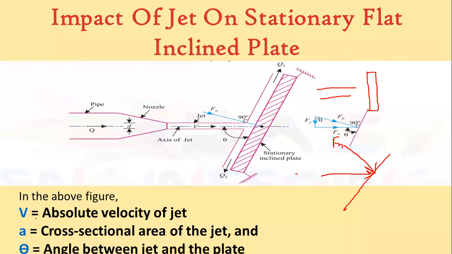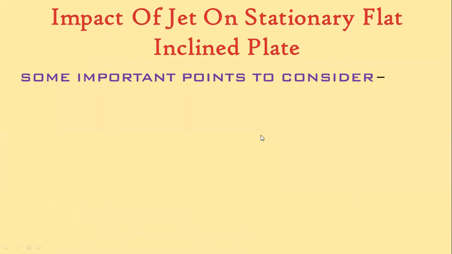Now here, let capital V be the absolute velocity of the jet as always. Let A be the cross-sectional area of the jet as always, and let theta be the angle between the jet and the plate. This angle theta is the angle between the line of action of the jet and the inclination of the plate. And this inclined plate is stationary. That is one more important point, and it is flat. That is another important point.